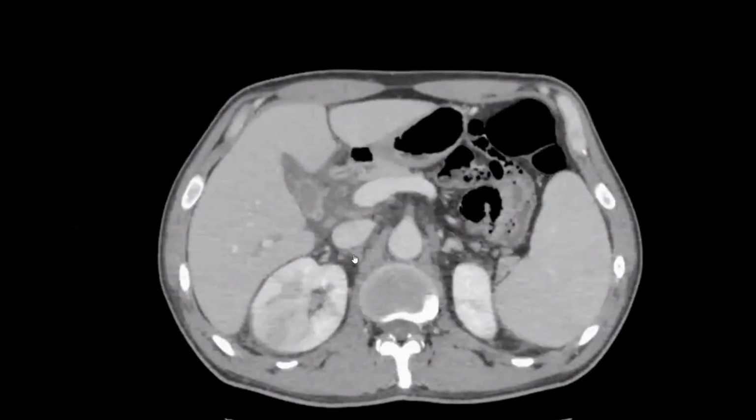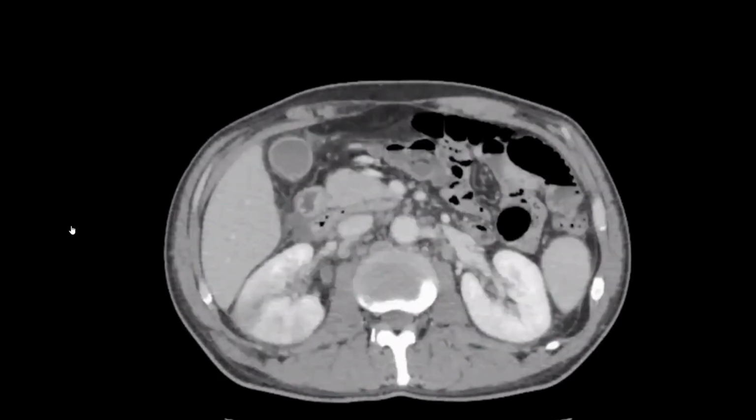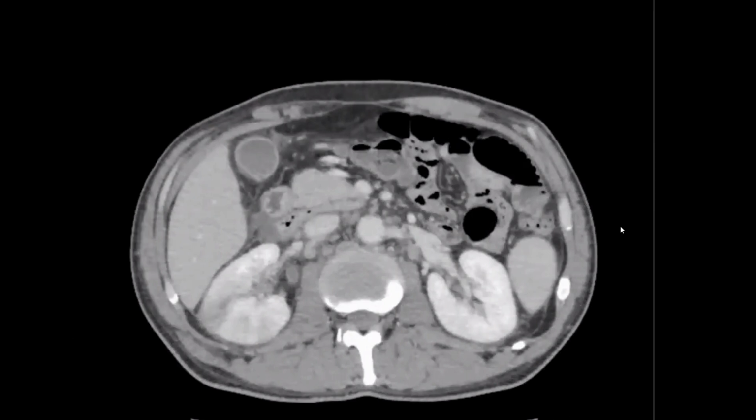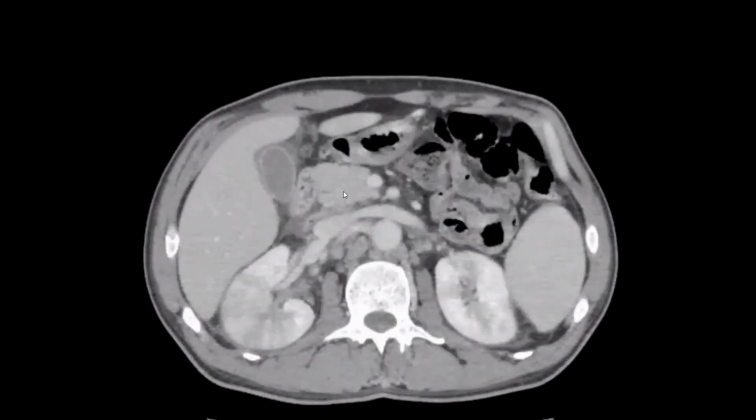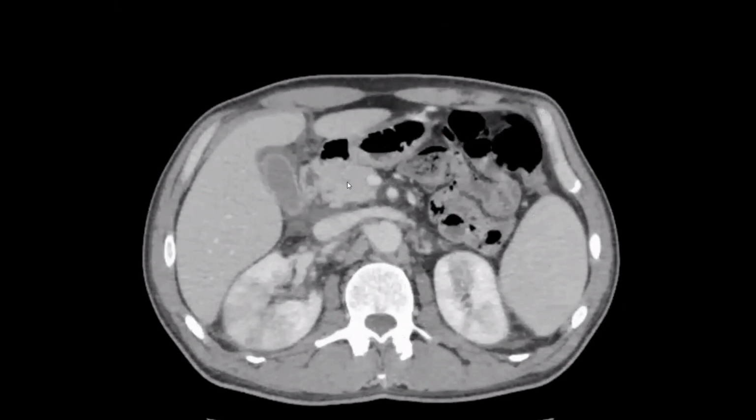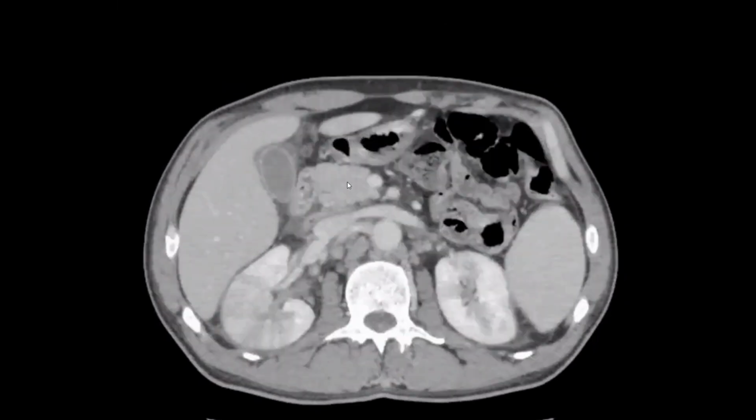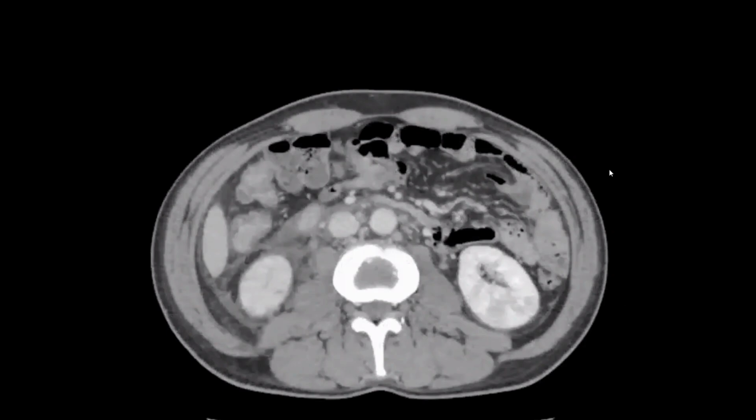Let's move to this case. Right side, right renal, right loin vein. I'm presented with a CT scan of the abdomen, axial sections, post-contrast study in the portovenous phase, nephrographic phase.